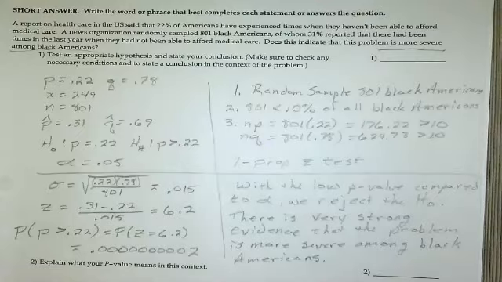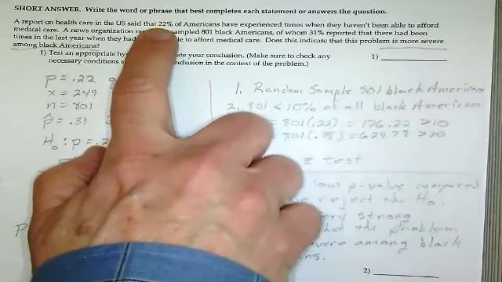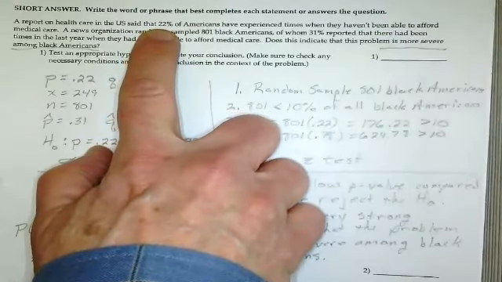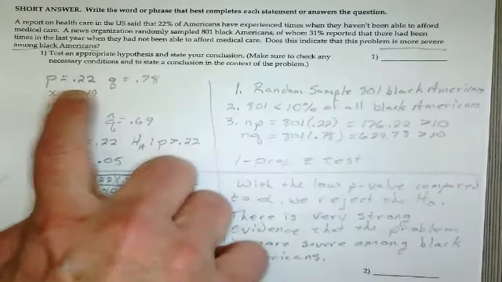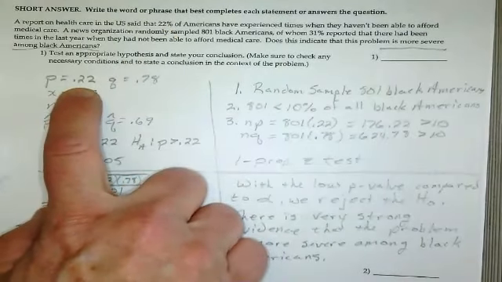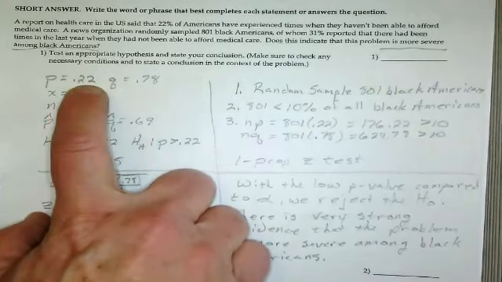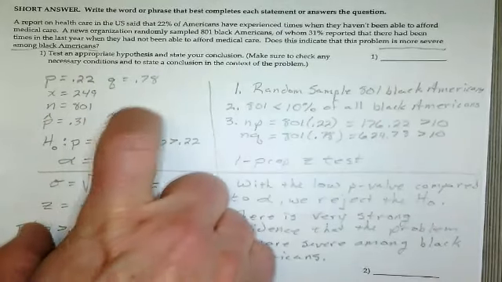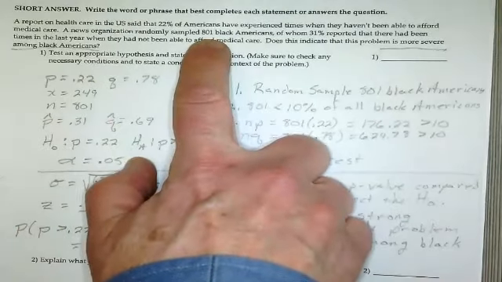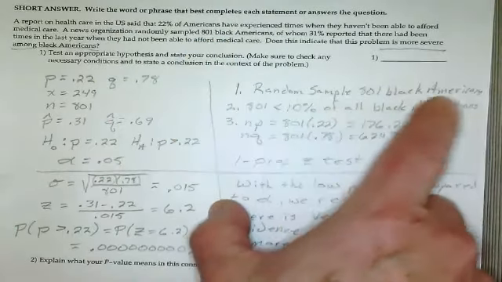So here we go. From our problem, 22% of Americans. So that is our population. So P is 0.22. Well, if P is 0.22, subtract that from 1, Q is 0.78. Once again, I remind you, this plus this has to equal 1. It's a random sample of 801 Black Americans.